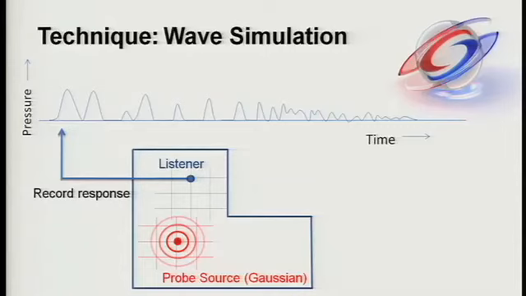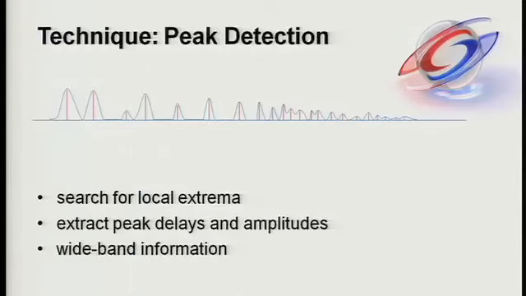So suppose you place the source somewhere on a wave simulation and it gives you the response at all listener locations. Let's consider one of those listener locations as shown. And I'm showing a schematic of what the response is recorded at the listener at the top of the diagram. The first thing we do is to perform a peak detection on this. And the way it's done is to just look for local extrema in the response. And then we extract the delays and amplitudes of these peaks and store them.